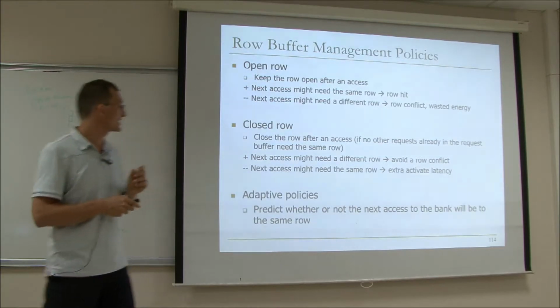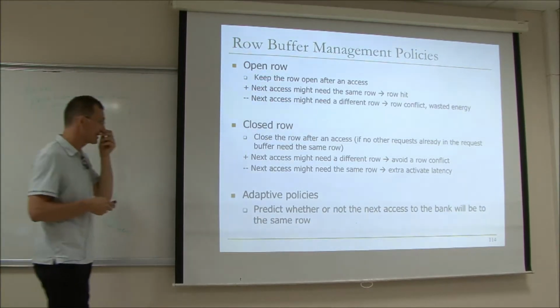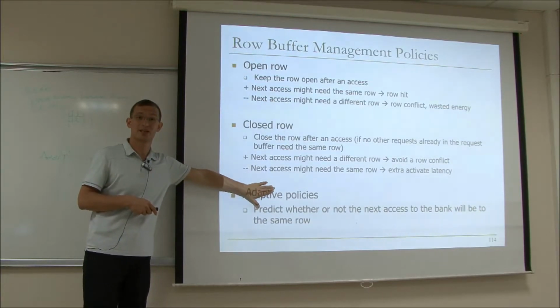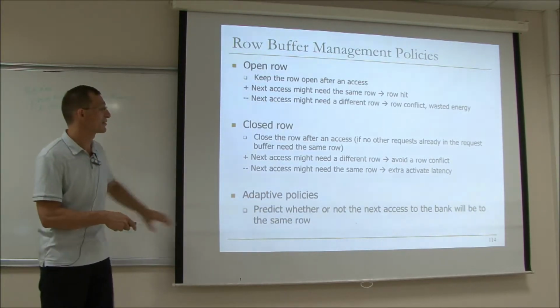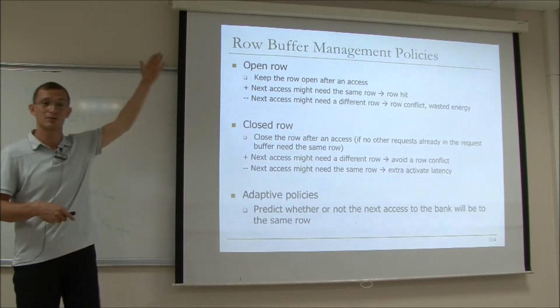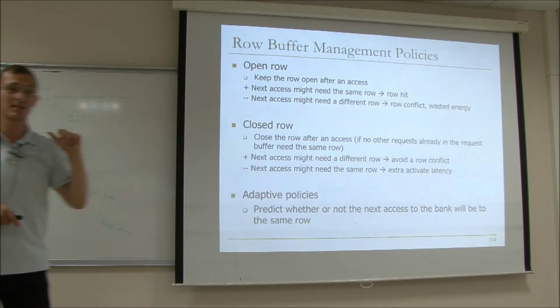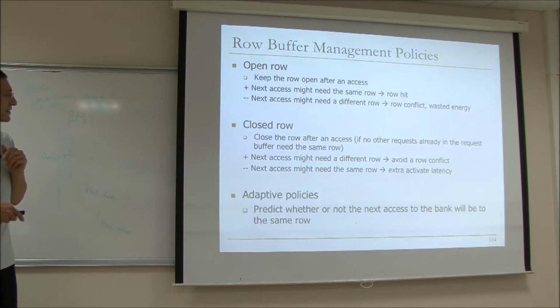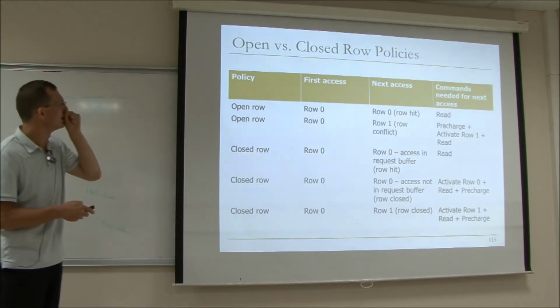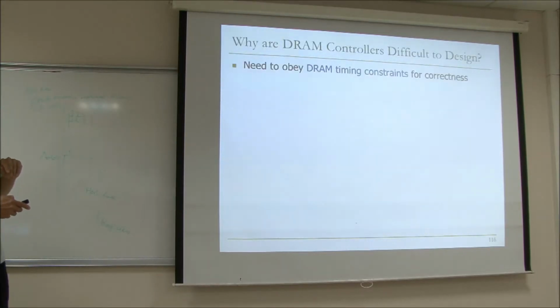So there are adaptive policies that people have implemented in real designs, but I think this is also an interesting research area going forward. Predict whether or not the next access to the bank will be to the same row. I think that's interesting. And you could actually use some system level information, perhaps from the program, to do this prediction. I do not know of any very comprehensive work that actually looks at this. So if you're interested in that, this could be an interesting area, I think. So I'm going to skip this, but this basically tells the same thing.